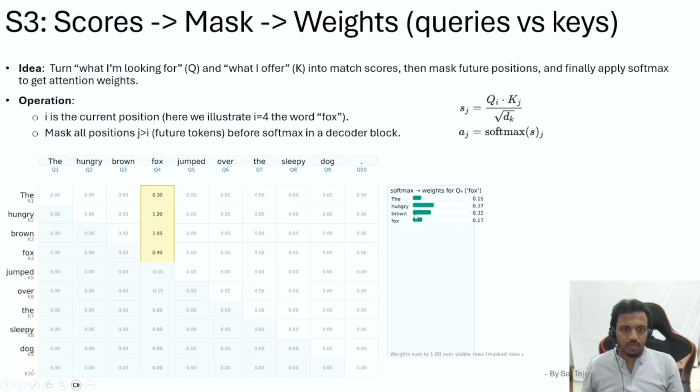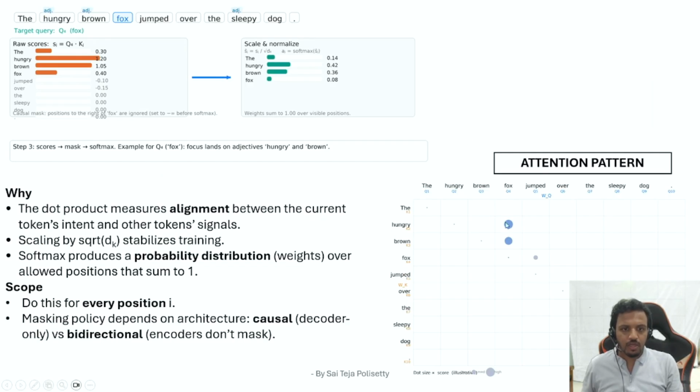If I go back here, you can see after softmax is applied, we got the values 0.14, 0.42, 0.36, 0.08. This is what is there in the attention pattern. Now we'll forget key vectors and query vectors, and think about something called the value matrix and value vector. What is it? Let's try to understand in a minute, but that's our final step.